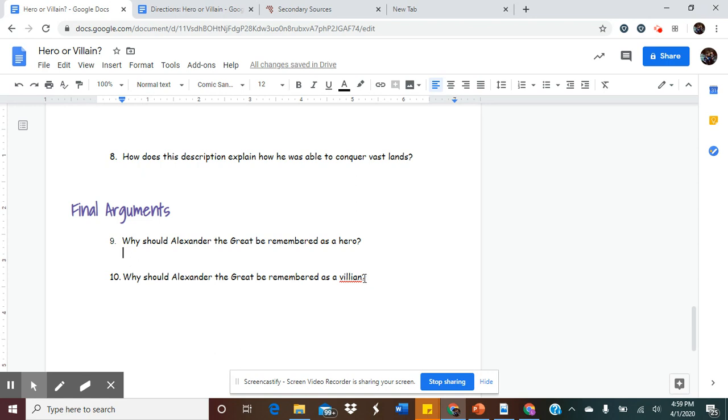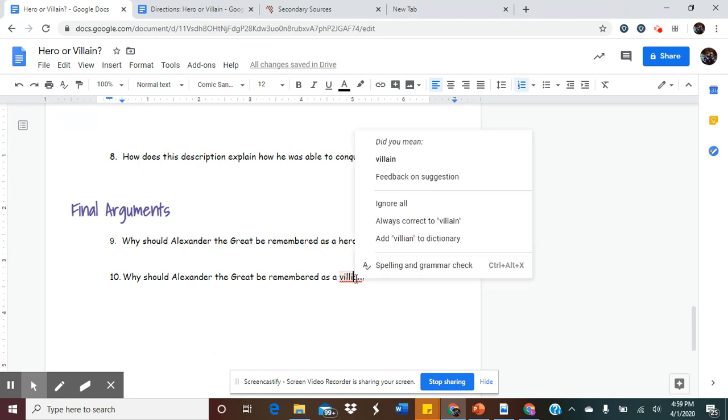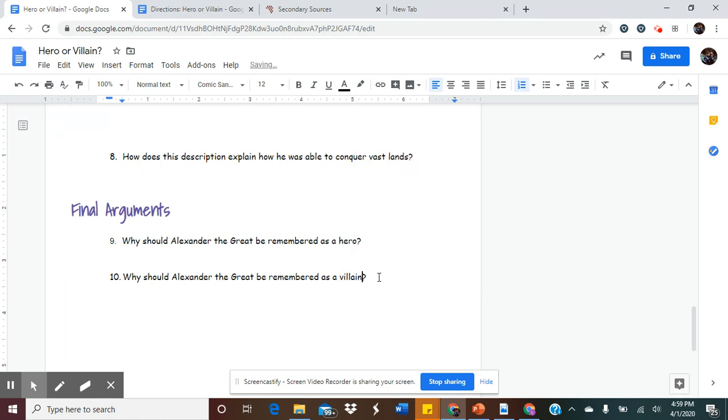Quick note, as you can see that this has a little squiggle line underneath it, please make sure you are right-clicking that and changing it. It's okay to make mistakes, but if the mistakes are given to you by the document, please go ahead and change them as well. A lot of us have been making this mistake, so please just make sure your work is correct. All right.